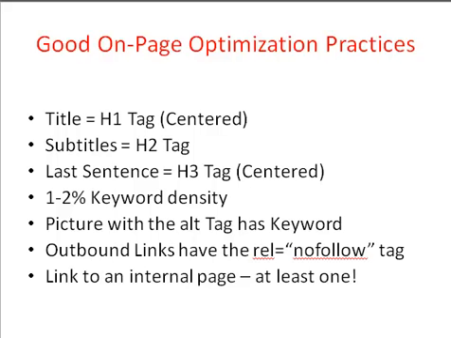Keyword density, between 1 and 2%. So if you've got like 1,000 words, then you have between 10 and 20 keywords mixed in the body that naturally flow. Now it's good to have your keyword within the title, the subtitle, and the last sentence, if you can.